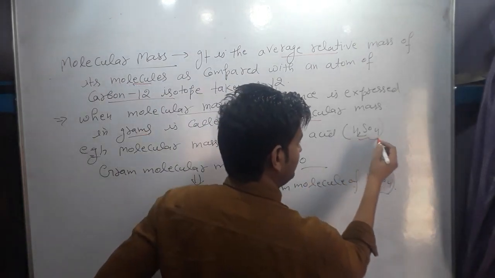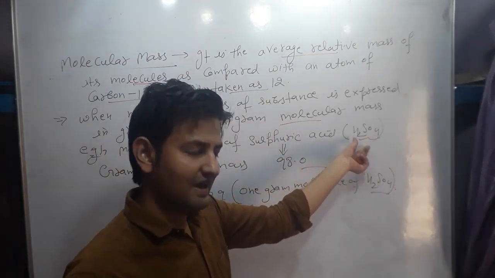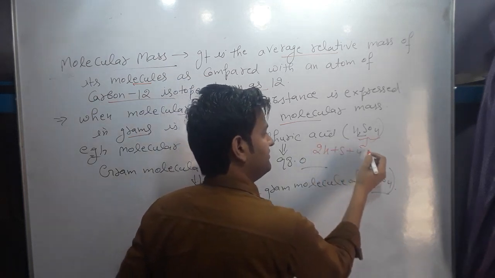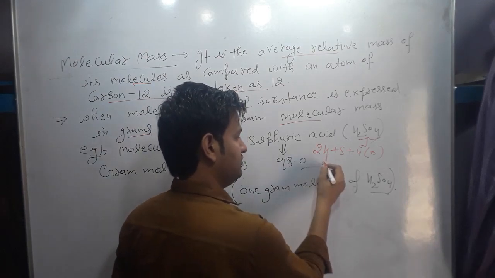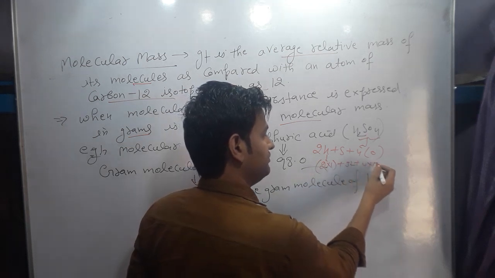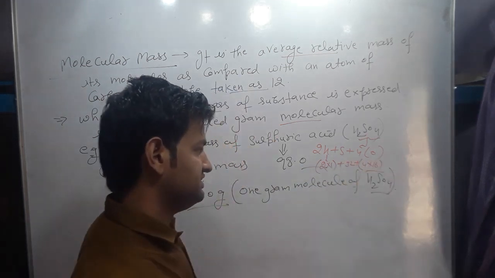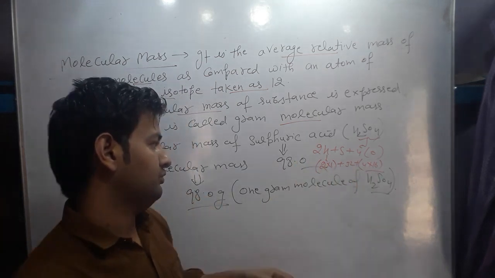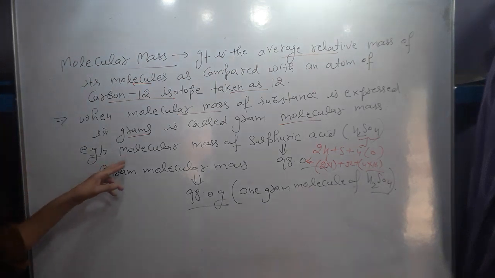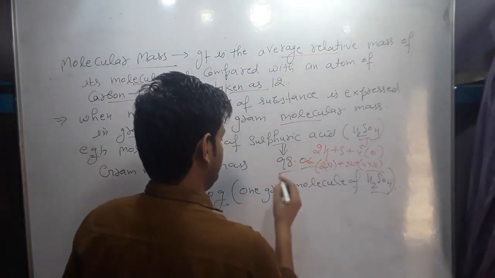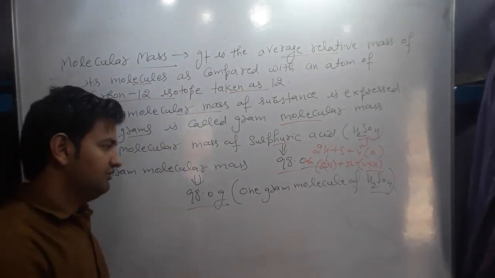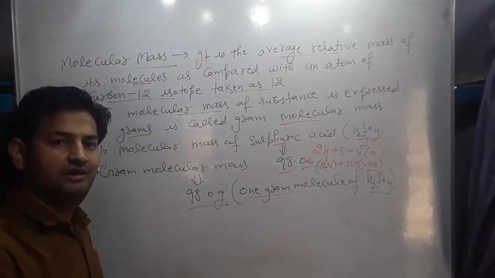Sulfuric acid is H2SO4. So we have to calculate the atomic mass of every atom. H2SO4 is made up of 2 hydrogen, 1 sulfur and 4 atoms of oxygen. Mass of hydrogen is 1, so it is 2 into 1. For sulfur it is 32. And 4 into 16, since 1 atom of oxygen has mass 16, so it is 64. 64, 32 and 2 come out to be 98. Molecular mass of sulfuric acid is 98, and gram molecular mass is 98 gram. It means 1 gram molecule of sulfuric acid.